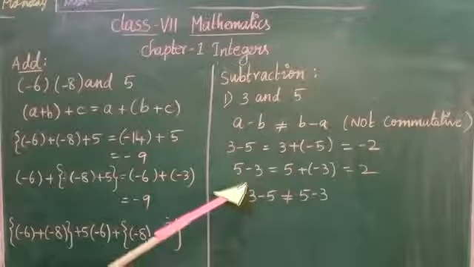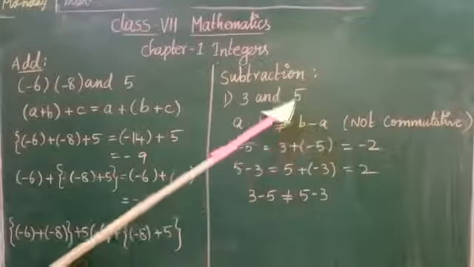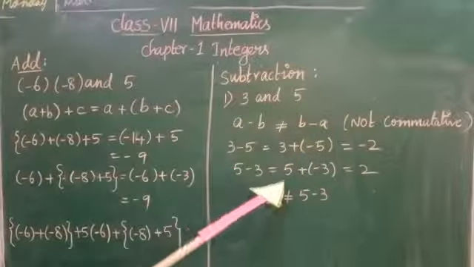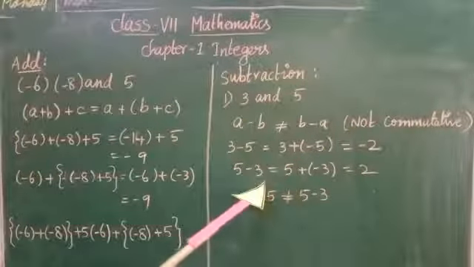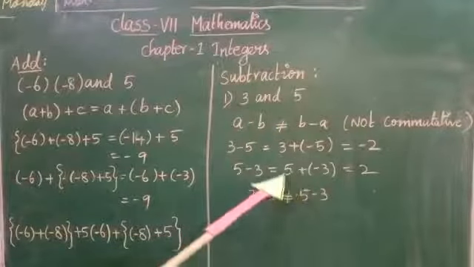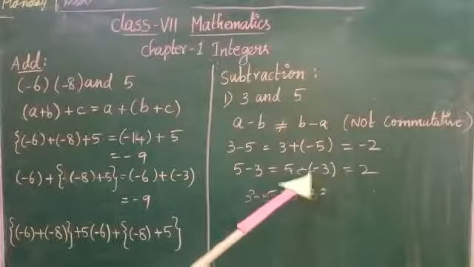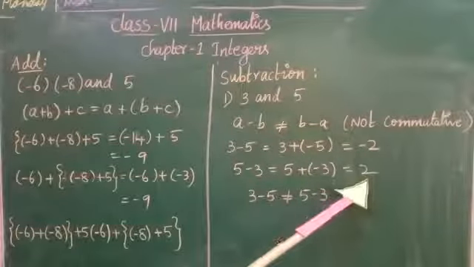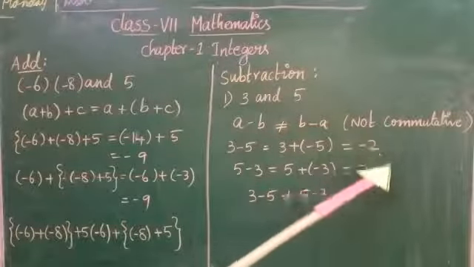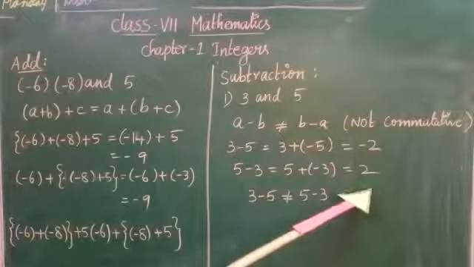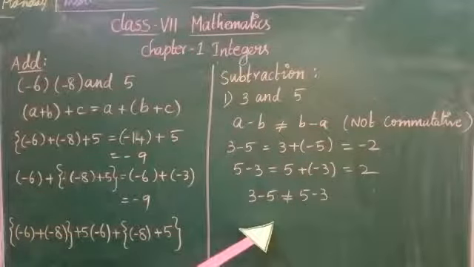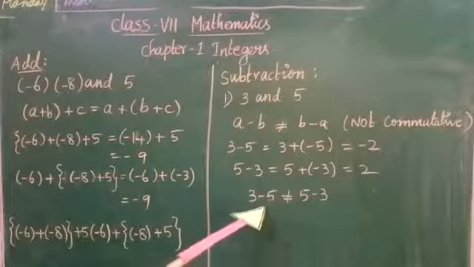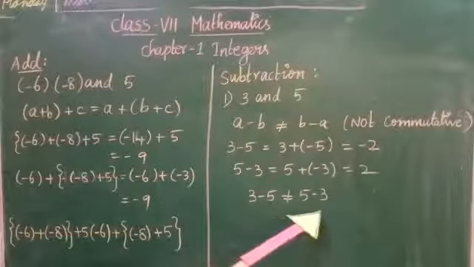And coming to the next one, B minus A, which is 5 minus 3. So 5 minus 3 is equal to 5 plus, the 3 is a positive sign. What is the negative one? It's minus 3. So plus into minus is a minus. When you subtract, it's 2, but it is a positive 2. So comparing to this one, is it equal? No, it's not equal. That is what the subtraction of commutative property shows. It doesn't equal. 3 minus 5 doesn't equal 5 minus 3.